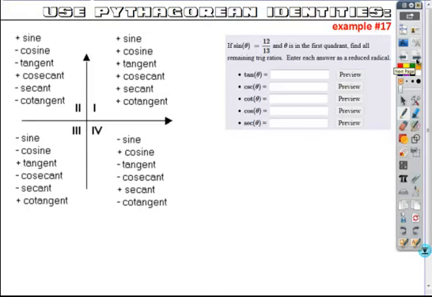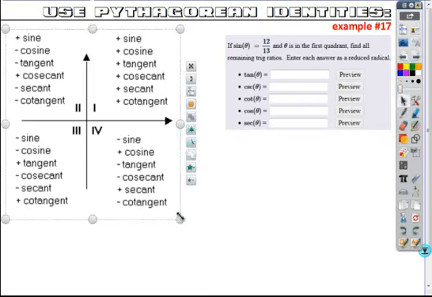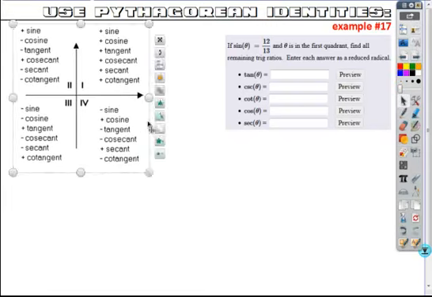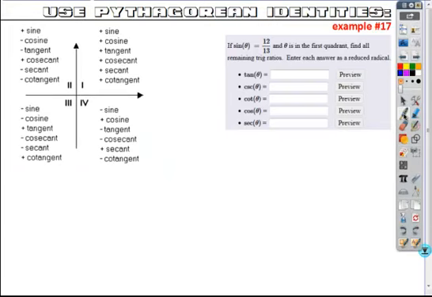Using the Pythagorean identities to help solve problems. And this is going to be something that's an option for you because I'm going to show you two different ways to do it. Okay, so the first way is by using the Pythagorean identities that we just established.